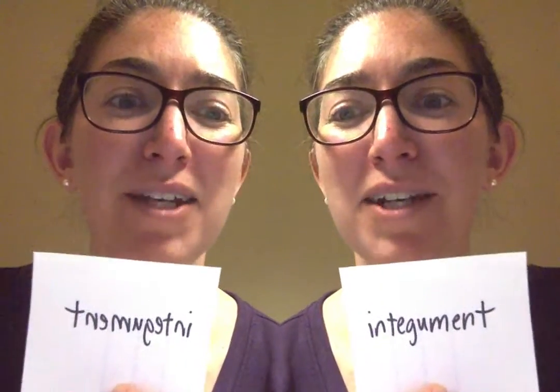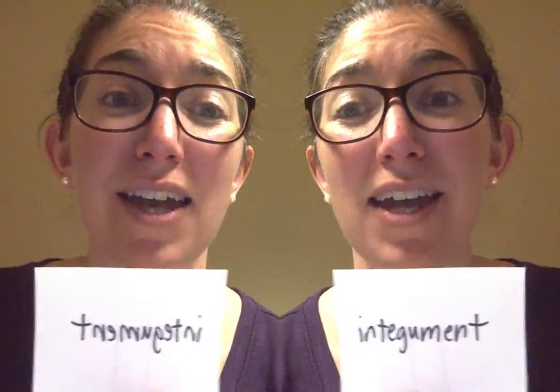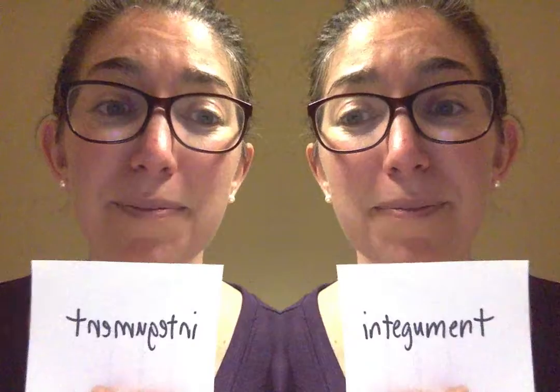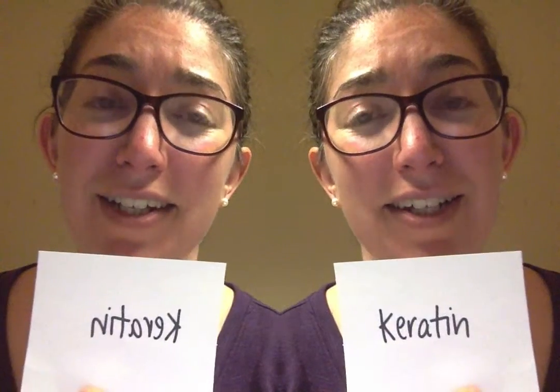The first word is integument. Integument is a fancy word that means skin. It literally stems from Greek or Latin roots that mean to cover. Integuo means to cover. And that's what the skin and the hair and nails do. They cover your body. They are all part of the integumentary system. Integument, skin.